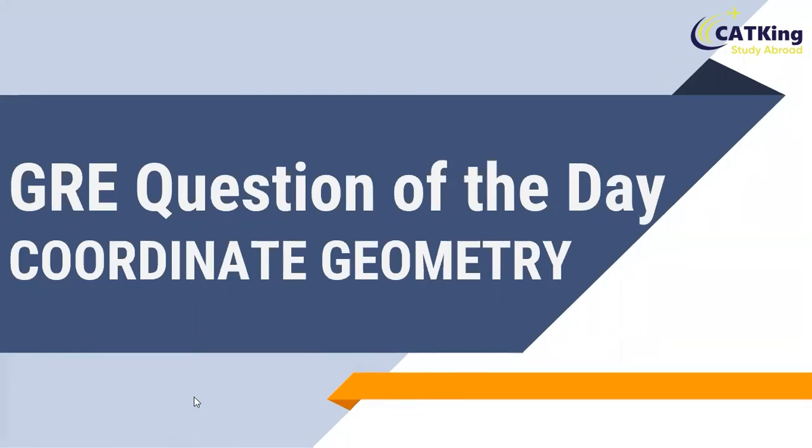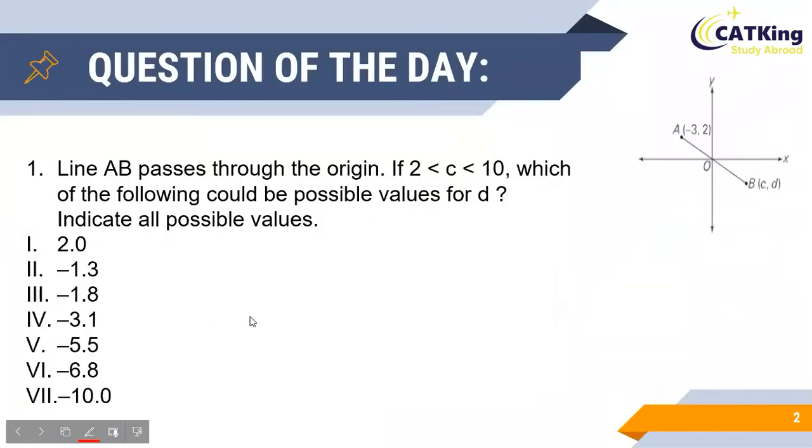Today we will discuss a question on coordinate geometry. As you can see, today's question is a multiple choice question with one or more than one correct answer. In this question, we are given that line AB passes through the origin and that C lies between 2 and 10, and we are asked to find which of the 7 values given below could possibly indicate values of D.